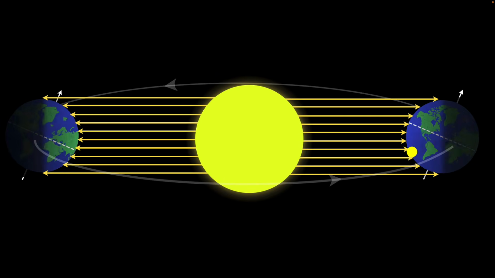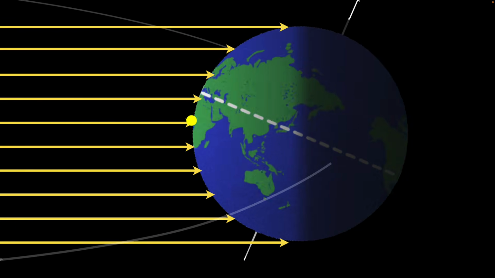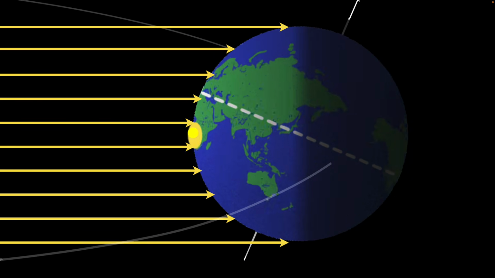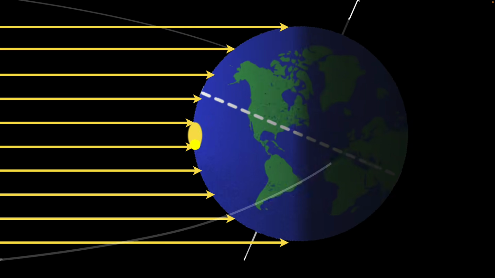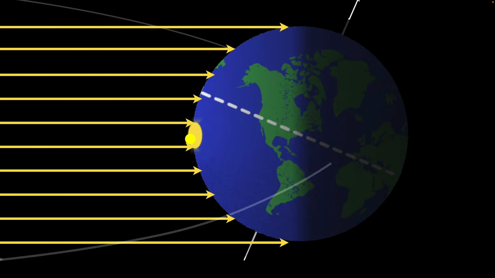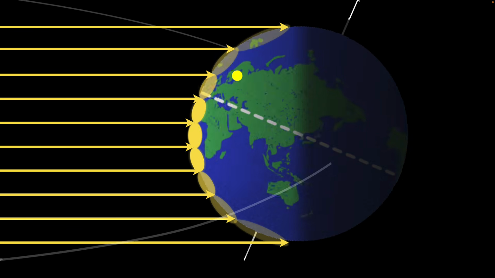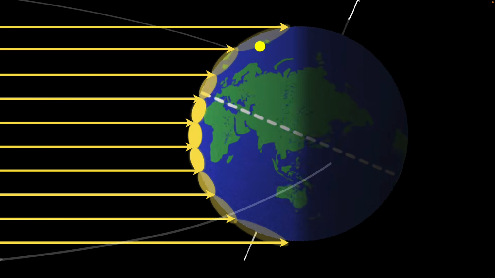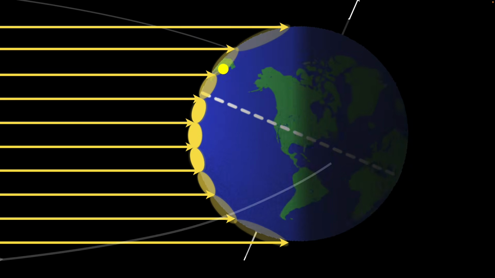But wait, there's more. Near the equator, the sunlight hits almost head on. So the same energy is concentrated into a smaller area and heats the surface more. But as you move towards the poles, look, the sunlight starts hitting at an angle, spreading that same energy over a larger and larger area, making it cooler.